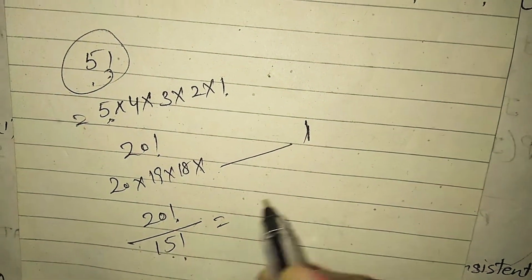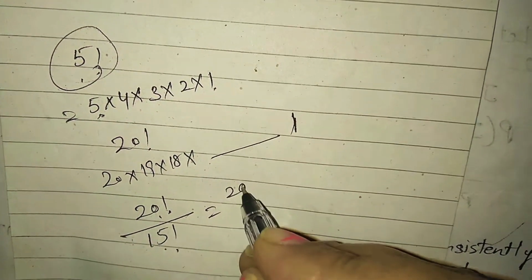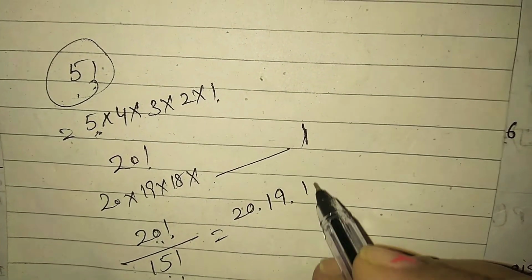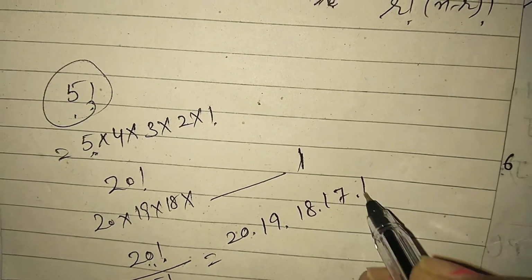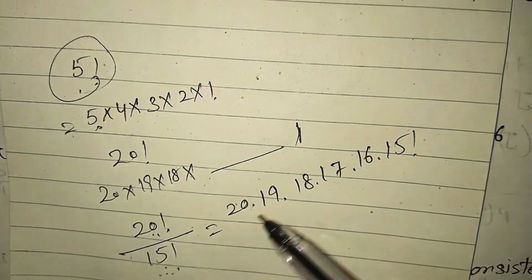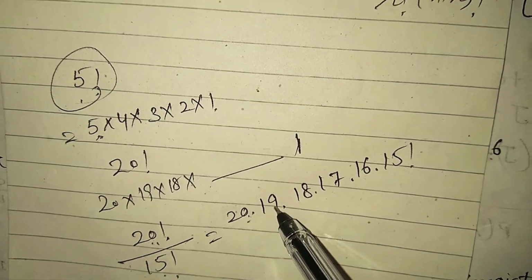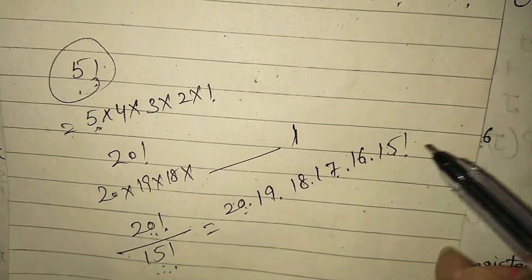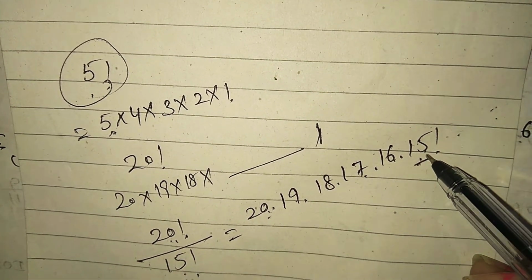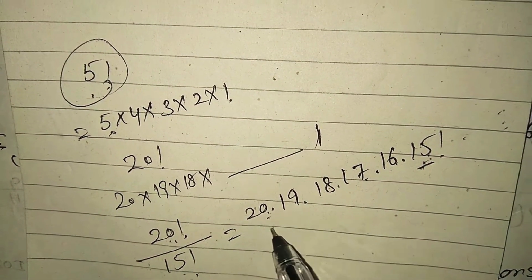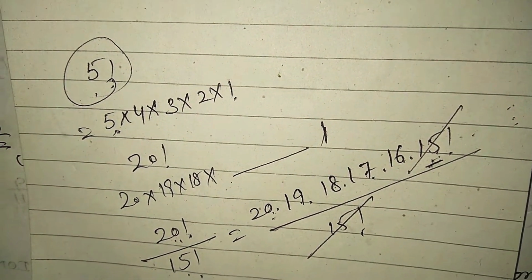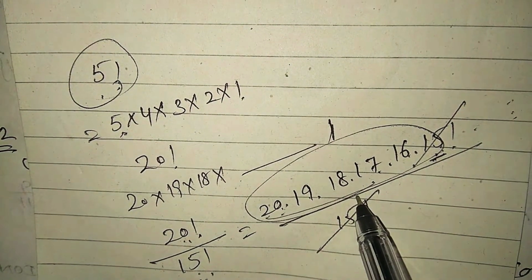We will solve by writing 20 factorial as 20 into 19 into 18 into 17 into 16 into 15 factorial, because we know that 20 goes down to 1, so 20, 19, 18, 17, 16, 15, 14, 13 and so on up to 1. That means 15 into 14 up to 1 is 15 factorial. So here 15 factorial cancels, and we multiply the remaining numbers and get the answer.